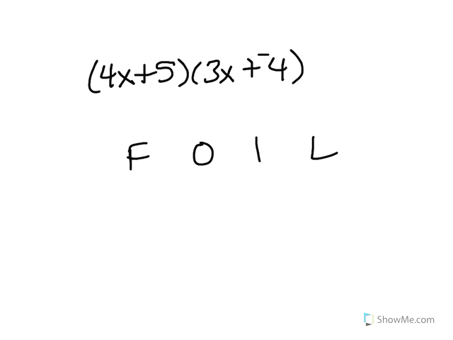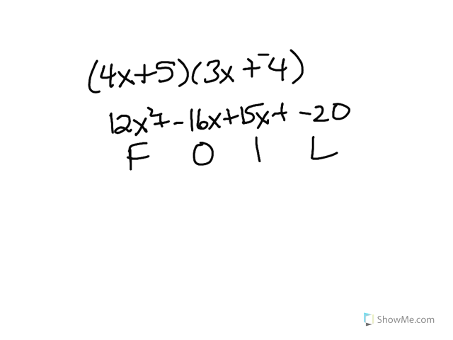Again, please waste a line on your paper to make sure you have everything organized according to the method we've all agreed to use. First terms, 4x times 3x, 12x squared. Outside terms, 4x times negative 4, negative 16x. Inside terms, 5 and 3x give us 15x. And last terms, 5 times negative 4 is negative 20. We're adding all the way, but of course, some of the things we're adding are negative.